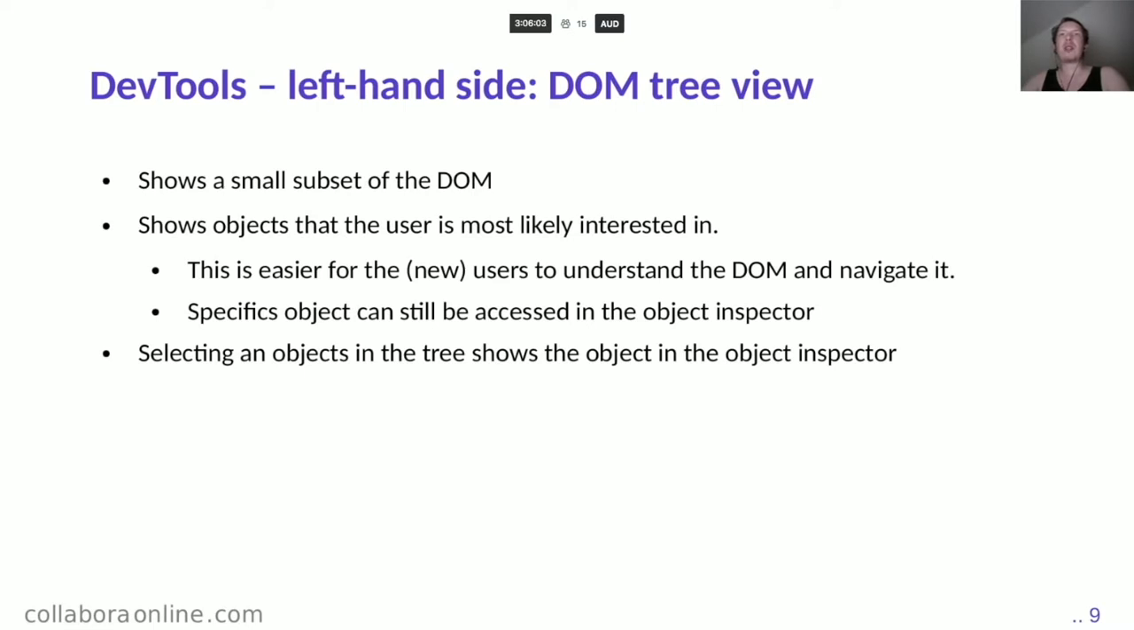So, as I said, this is what I generally described. For the left hand side again, the document overview should be easier for new users to understand the document object model and how to navigate it.